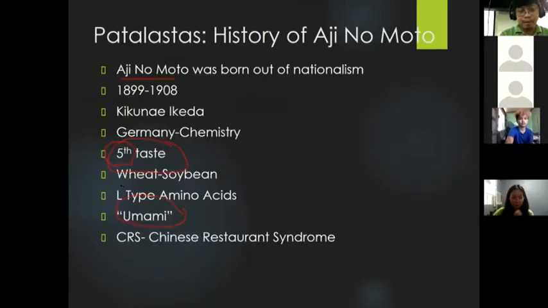Nung una, ang Ajinomoto ay gawa sa wheat. Tapos dahil mas mahal ang production cost ng wheat, naging soybean. Now, itong soybean na to, meron silang L-type amino acids na yun yung pinaprocess ng planta para maging amino acid.